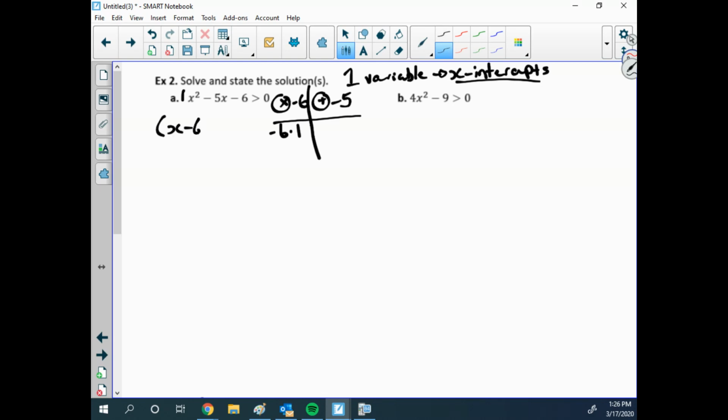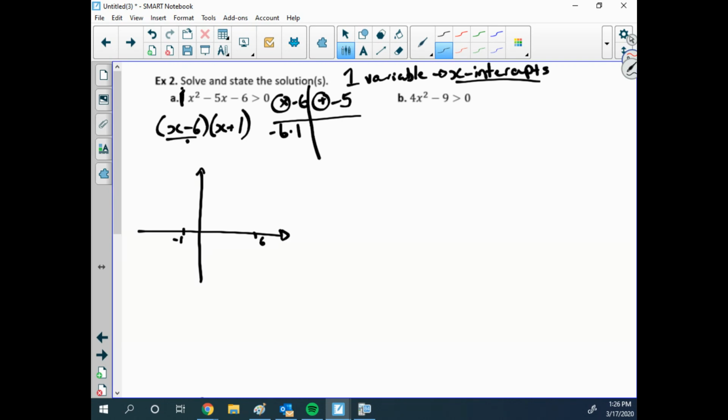So x minus 6, x plus 1. That gives me my x-intercepts. So I could just, if I want, give myself a quick sketch. I know there's an x-intercept at positive 6, and there's an x-intercept at negative 1, because remember, we make these equal to 0, and it's the opposite of what appears in those factors to find the x-intercept. Now, the other piece of information I need to help me solve this is what direction this opens.